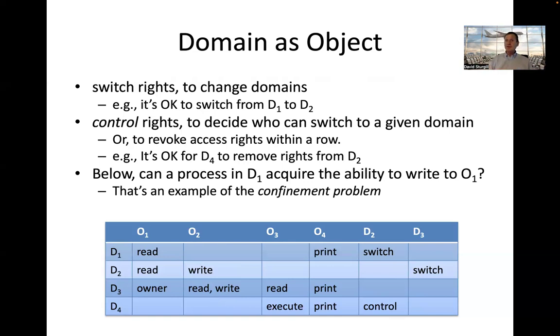In general, questions like this, could this process gain the right to do so-and-so? Those are called confinement problem questions. And with a sufficiently expressive way of describing permissions, some of those problems end up being computationally undecidable. You could make problems that are so hard that you don't know what programs might be able to do.